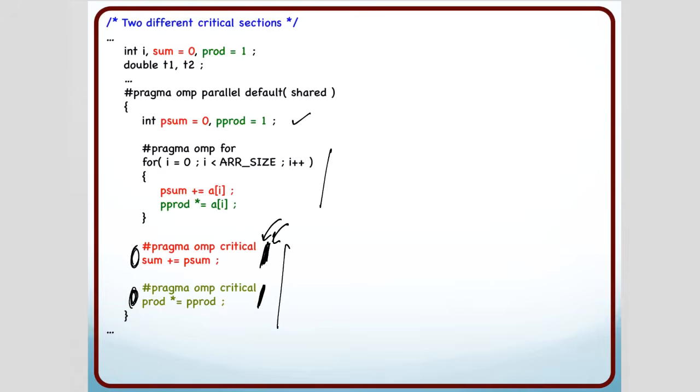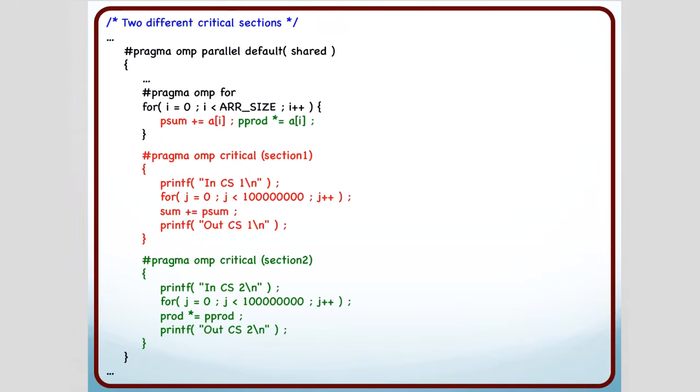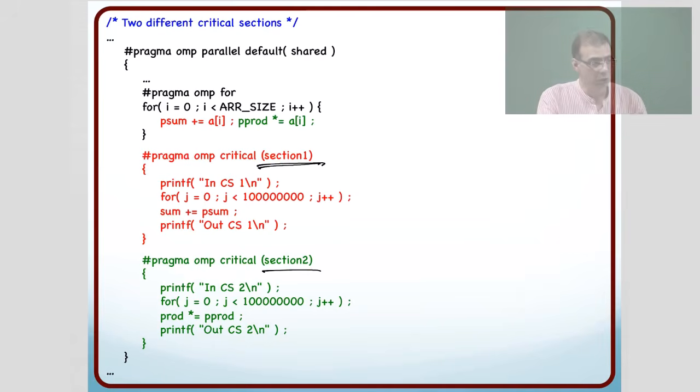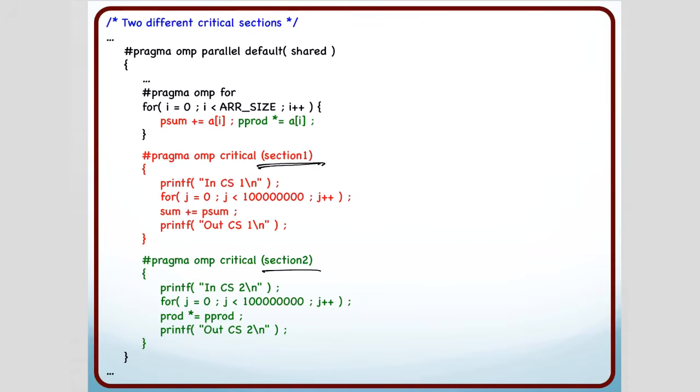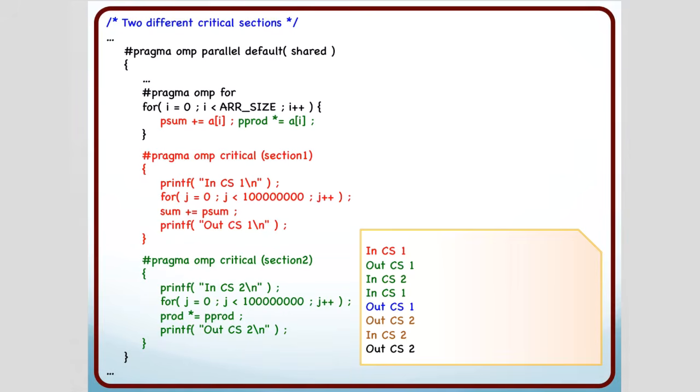So there is an extension to critical sections in OpenMP, and what you can do is you can give names to critical sections. So you can say #pragma omp critical and you can specify a name, section 1, right? And over here I say section 2. So then it knows that these are two different critical sections. So what it will ensure is that no two threads enter critical section 1 together and no two threads enter critical section 2 together. But at the same time, you can have one thread in critical section 1 and one thread in critical section 2.